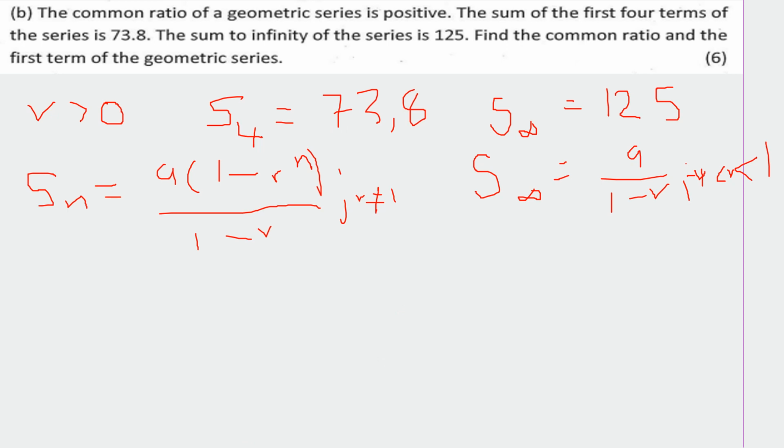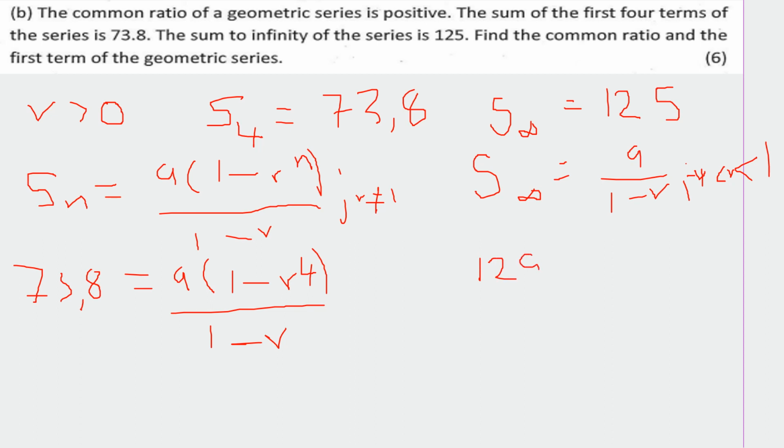Now we substitute Sn is equal to 73.8. Then what is the value of a? We don't know the value of a. And 1 minus, what is the value of n? They give us n is equal to 4, all divided by 1 over r. And we will also simplify again on this side. On this side again, we substitute the sum to infinity, which is equal to 125, which will be equal to a all over 1 minus r.